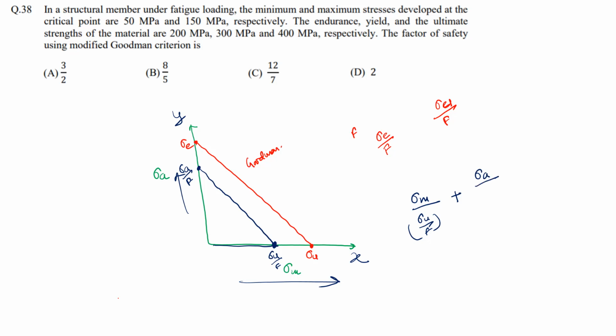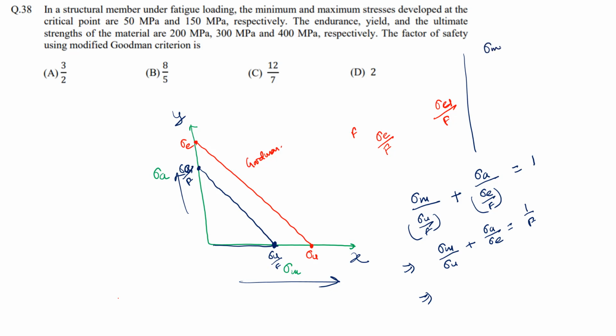Sorry, here it will be sigma E, the endurance limit. Sigma E by F equal to 1. So this implies sigma m by sigma u plus sigma a by sigma E is equal to 1 by F, right? So when we have considered factor of safety, from the equation you see these are the values it has given. Here we first have to find the mean stress, then the alternating stress.